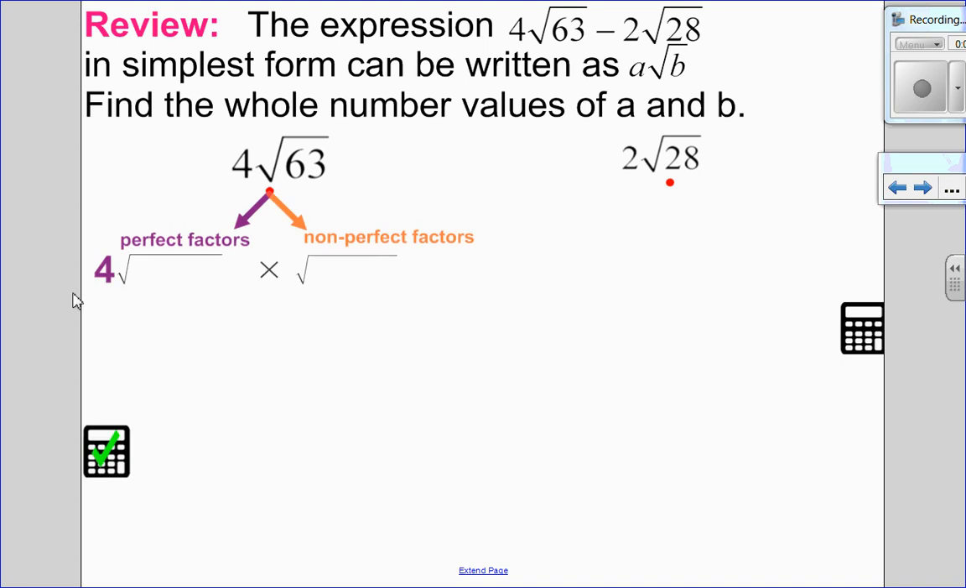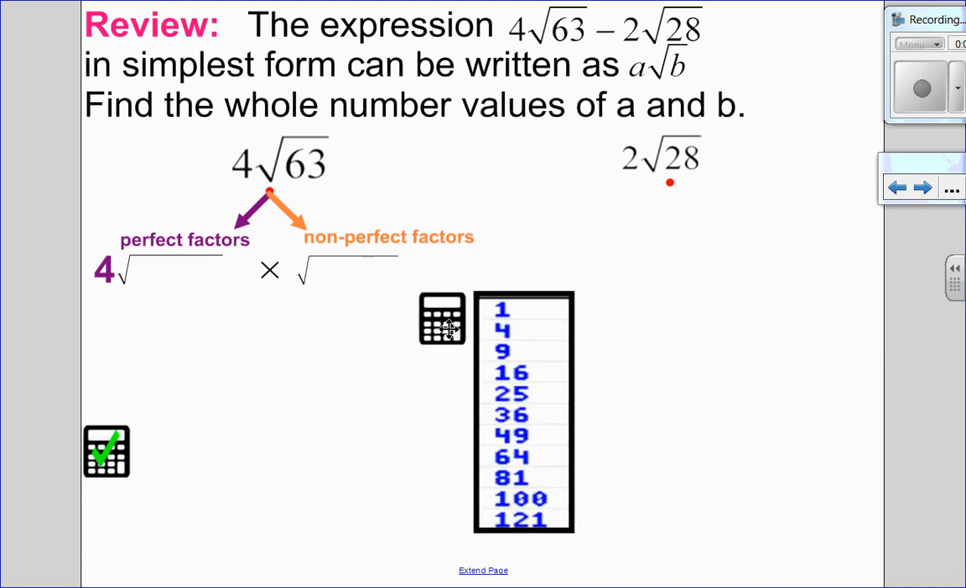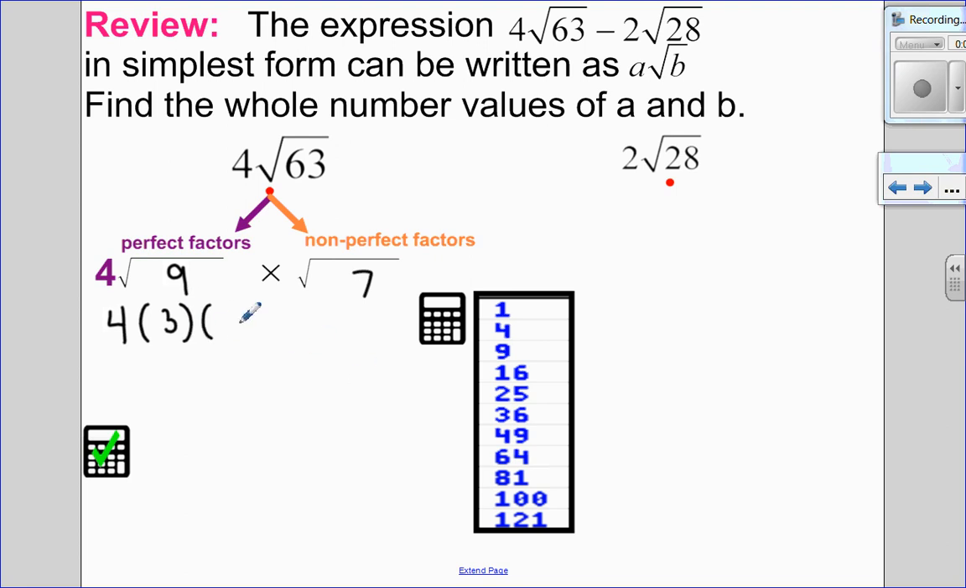For 4 root 63, I start with the 4 on the outside. Now I'm going to go to my perfect square factors, and the highest perfect square that goes into 63 is in fact 9. So this simplifies to be 9 times 7. So 4 times the square root of 9, which is 3, times the root of 7 means this whole thing simplifies to be 12 root 7.